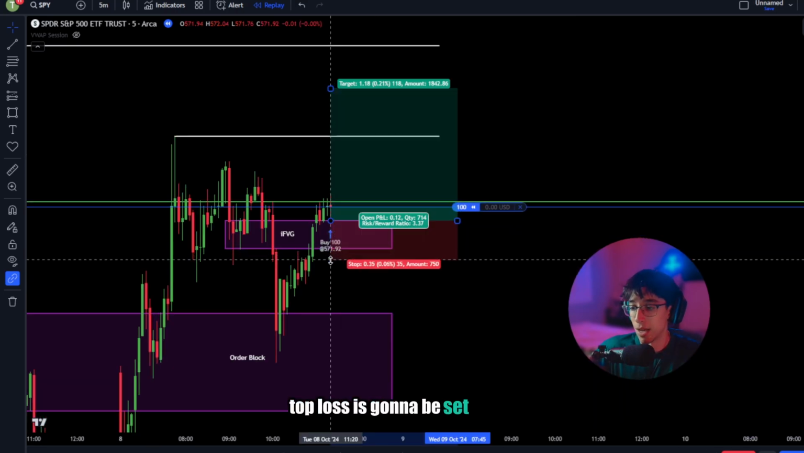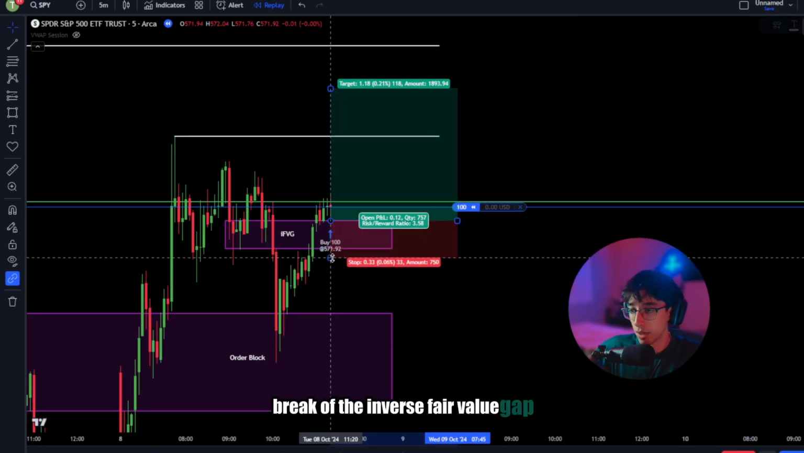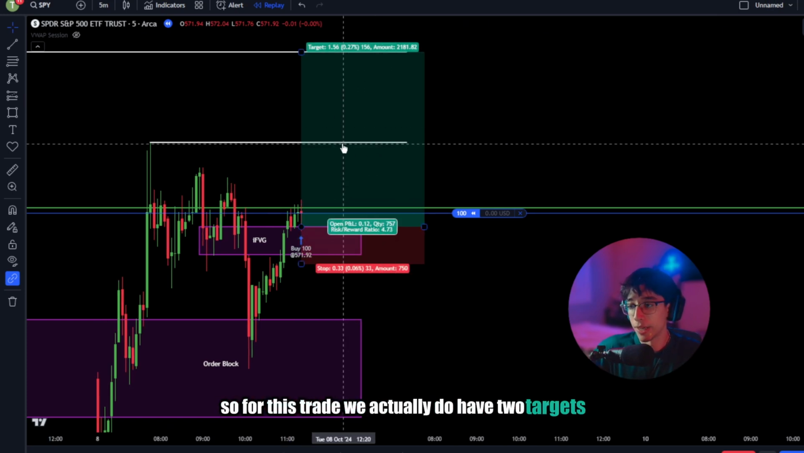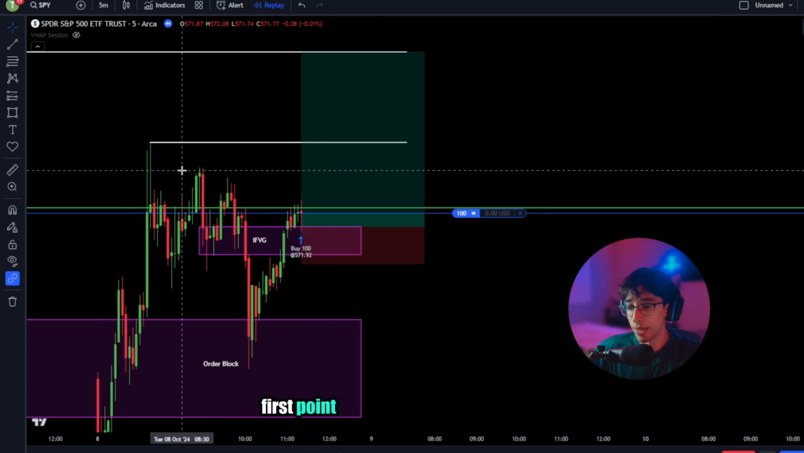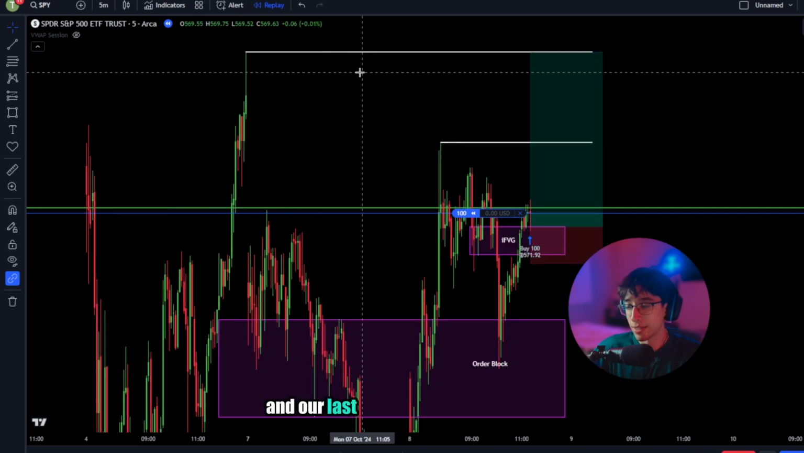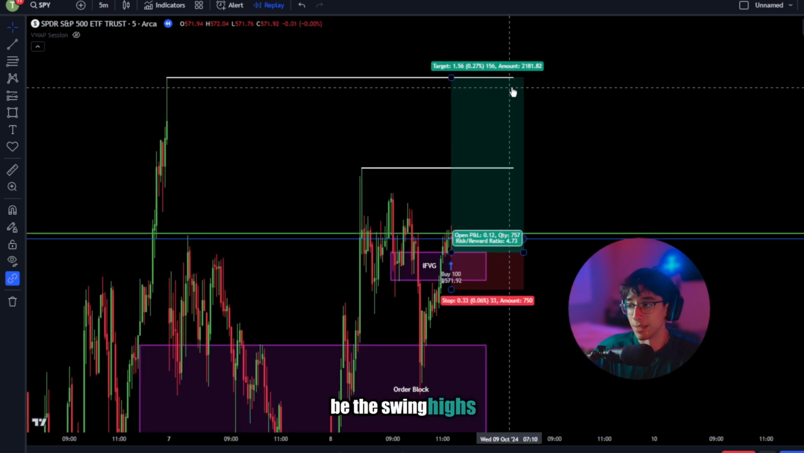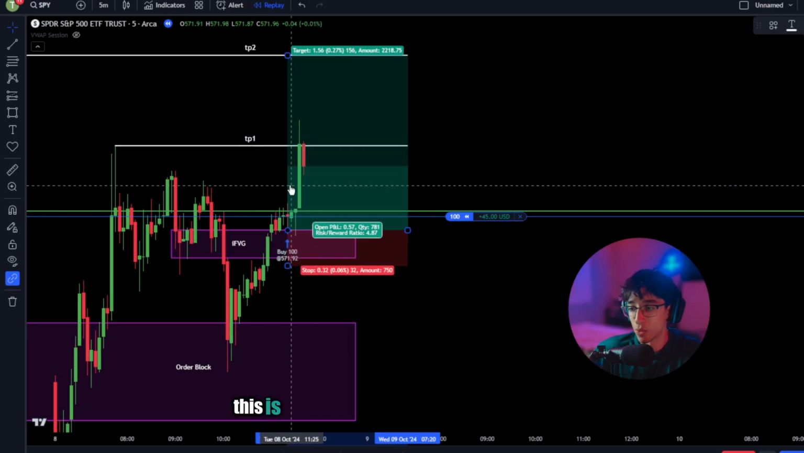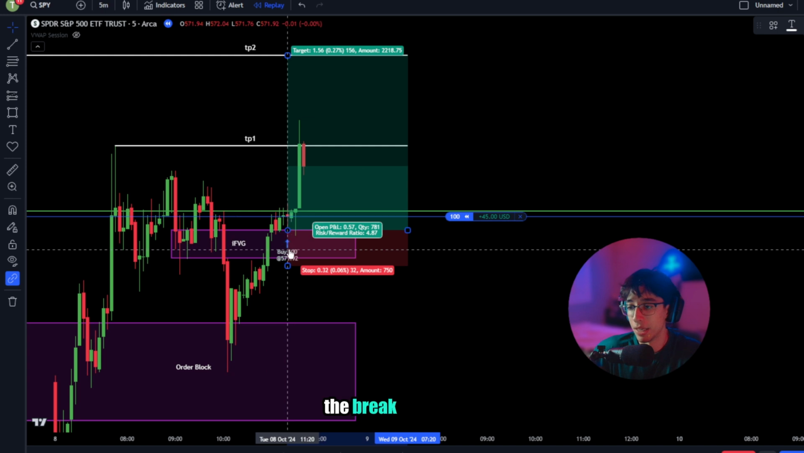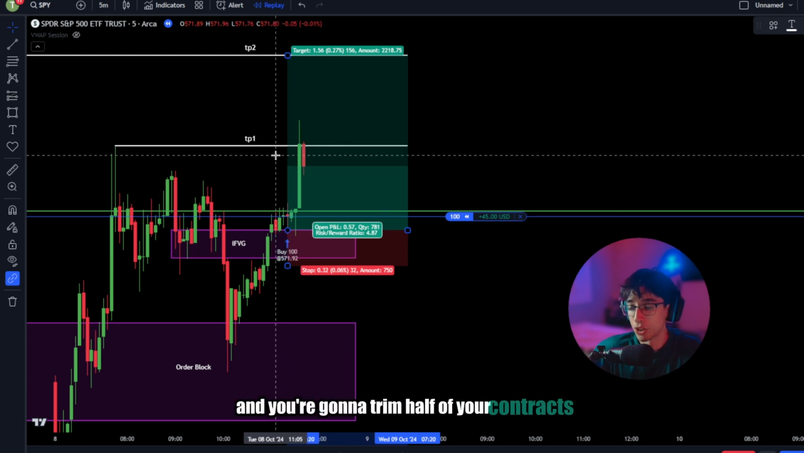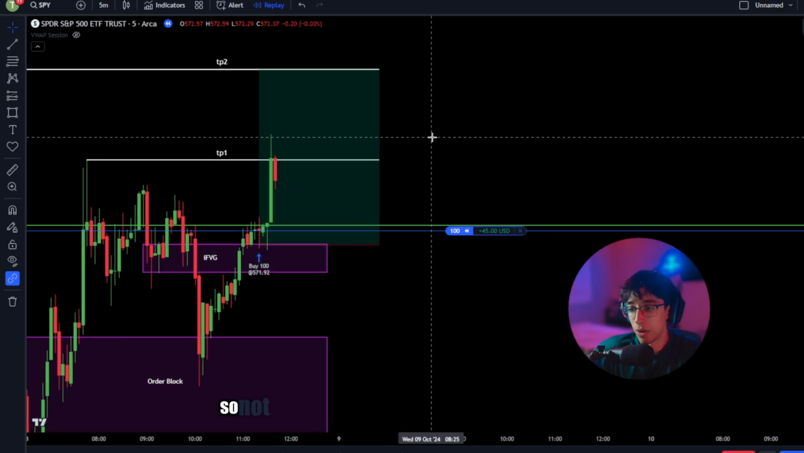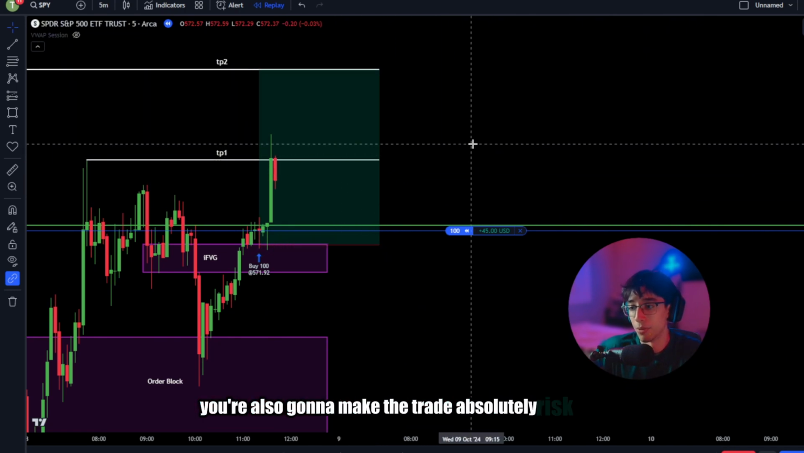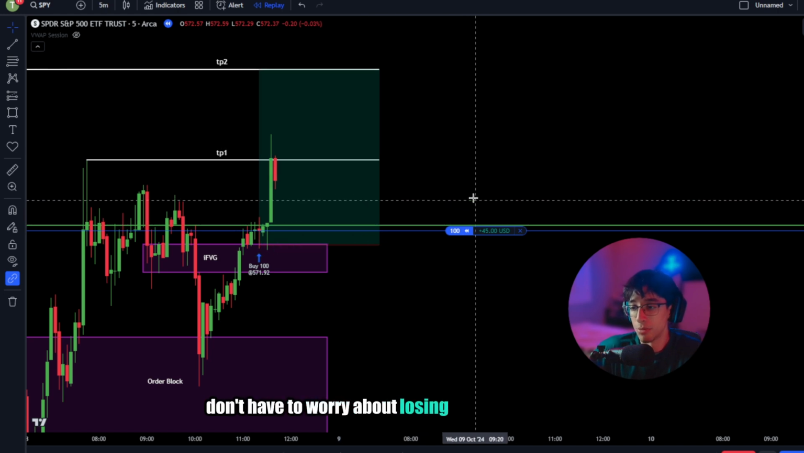Stop loss is going to be set at the break of the inverse fair value gap, where the trade becomes invalid. So for this trade, we actually do have 2 targets, or 2 take profit points. First point is going to be the daily highs, and our last and final point is going to be the swing highs. Now, once we hit TP number 1, this is where you're going to set your stop loss to break even, and you're going to trim half of your contracts to practice good risk management. So not only did you make half the money already, you're also going to make the trade absolutely risk free, so you don't have to worry about losing money on the trade.